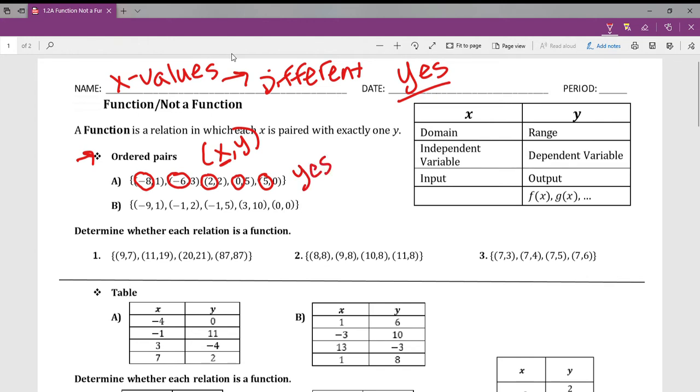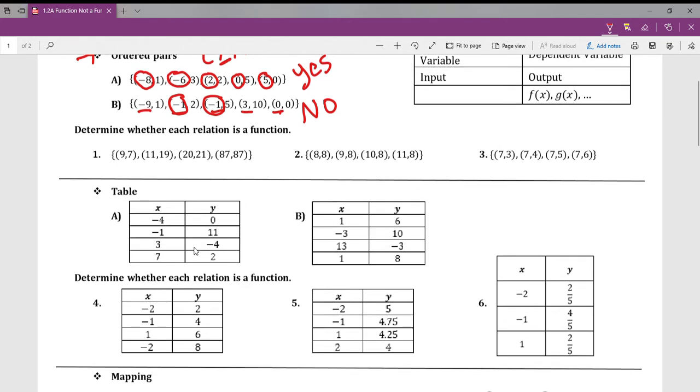Okay, in example B, I have -9, -1, -1, 3, and 0. So -1 and -1, they repeat. So are they all different? No. So it's not a function. Okay, so then you can do 1, 2, and 3 on your own.